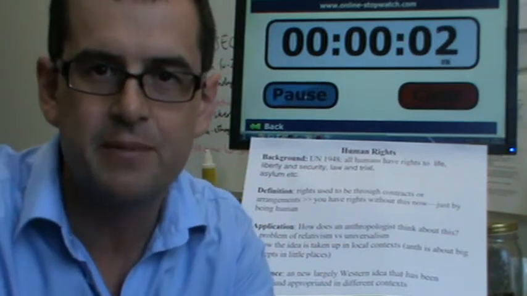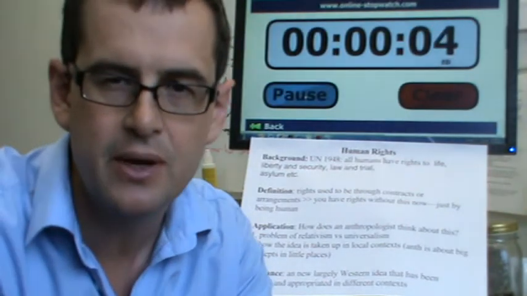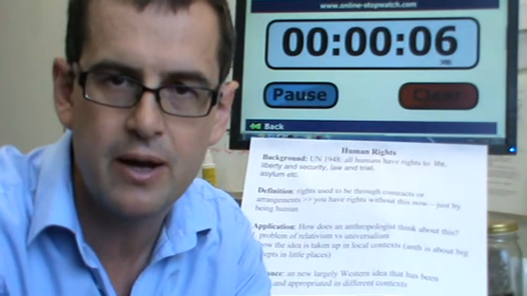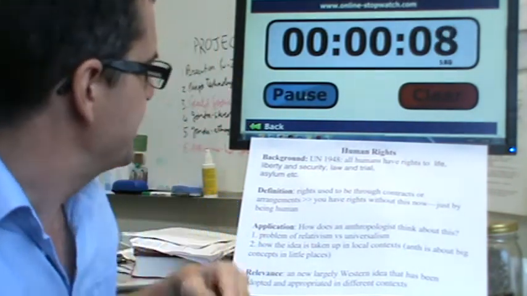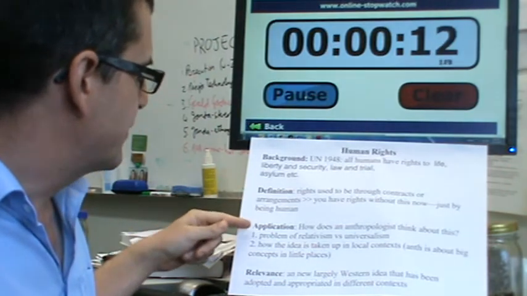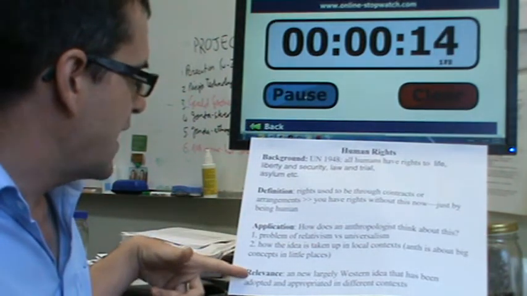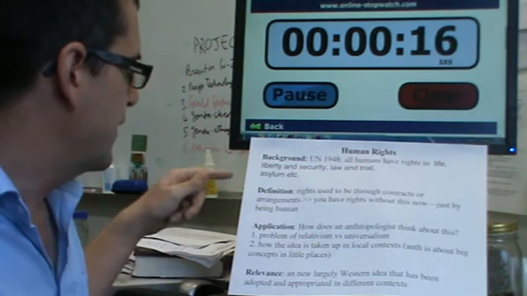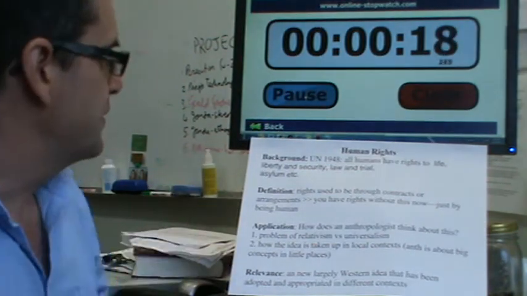Hello, my name's Nick Herriman and I've got 3 minutes to explain to you how an anthropologist might describe human rights. Okay, firstly I'm going to give you a background, then I'm going to give you a definition, then I'll provide some application and then discuss the relevance. So background, definition, application, relevance.